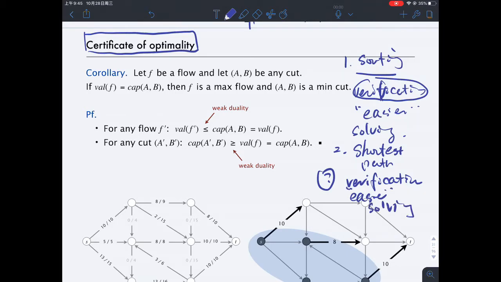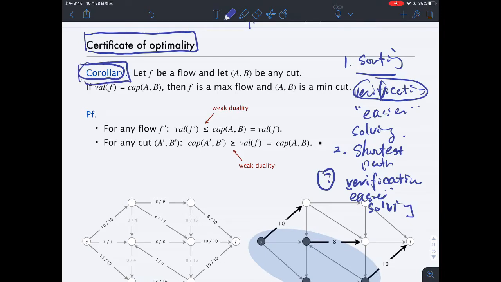So the corollary right here really says that in case we are trying to find the optimum flow in a flow network, there's actually a way to certify the optimality of the solution, at least if a certain condition is met, right? So this is the significance of the corollary.